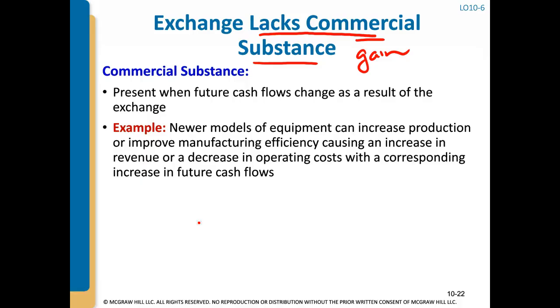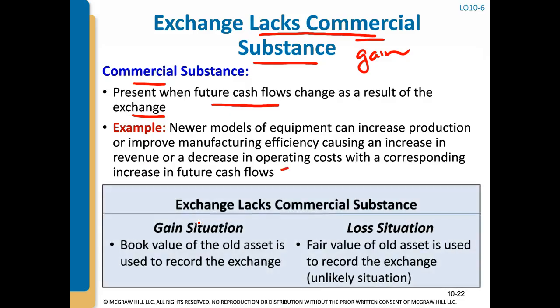So an exchange will have commercial substance when future cash flows change as a result of the exchange. So let's look at an example here. Newer models of equipment can increase production or improve manufacturing efficiency, causing an increase in revenue or a decrease in operating costs, with a corresponding increase in future cash flow. So when the exchange is more efficient, by causing an increase in revenue or a decrease in operating costs, then the exchange has commercial substance.